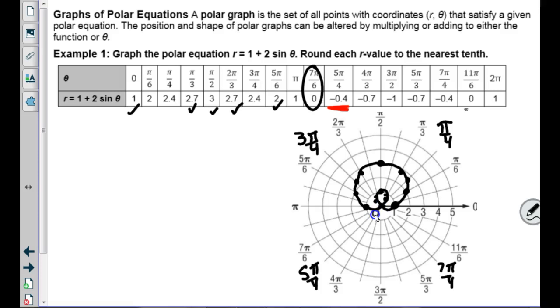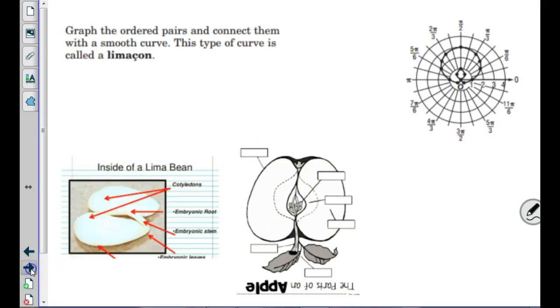I don't know if yours turned out very well or not. This is one of many. I would not want to have to do these by hand because there are hundreds of different graphs you can get. Okay? This particular one is called a limaçon. It's a French word, and I don't know if I'm saying it right. I always call it a lima bean because it looks like the inside of a lima bean to me. Or here, I show you, it looks like the inside of an apple, right? Cut open. But the word reminds me of lima bean, so that's how I think of it. Okay.